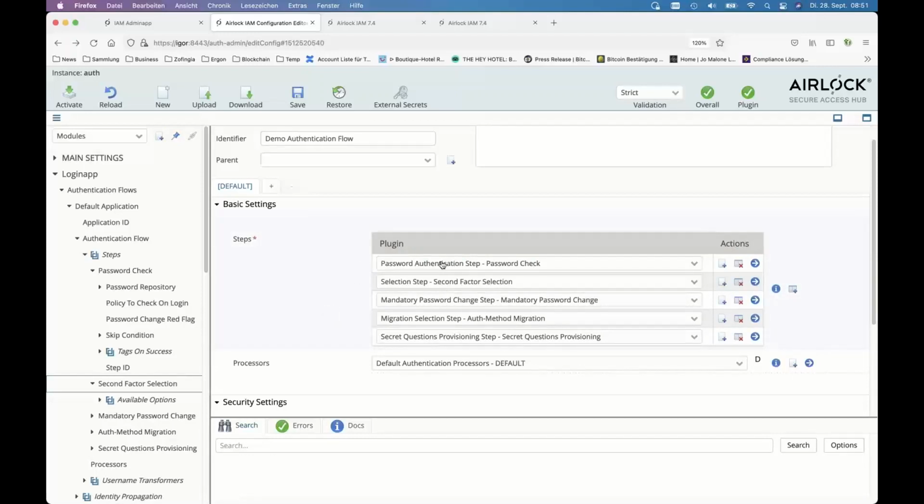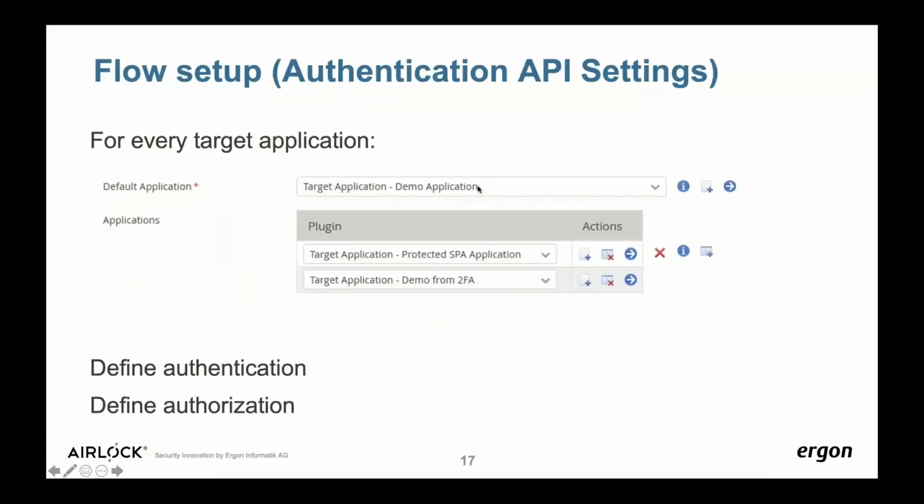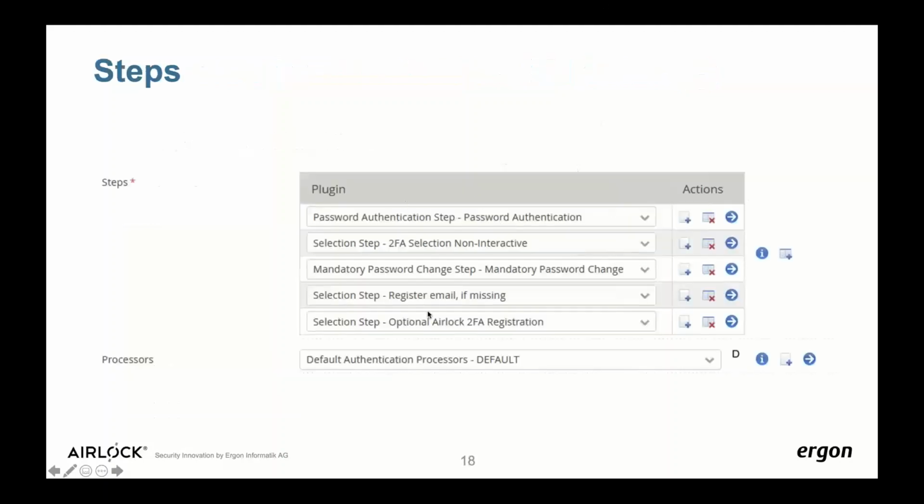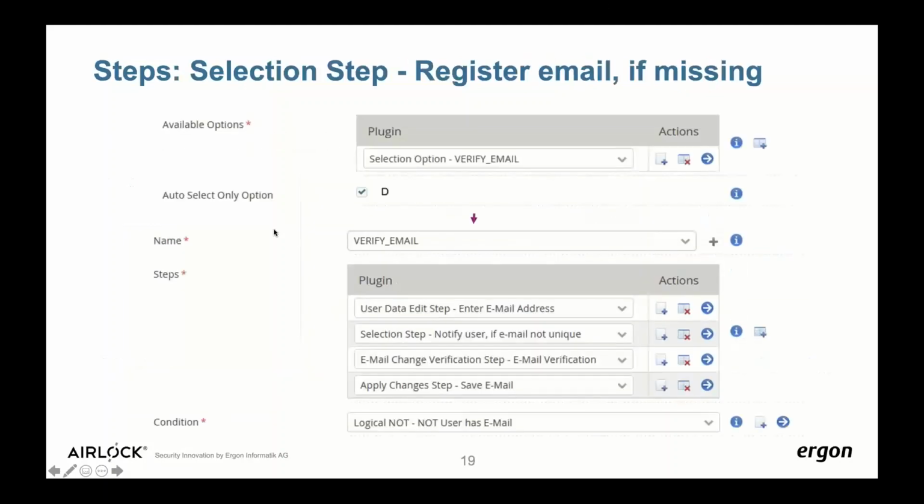So now we have seen how to configure the flow. I'll show here some more screens. We have seen the target application that we went into. We have seen the steps. And we have seen that there are multiple options of different steps. I want to show here one of my favorite steps shortly. It's a selection step, which is called verify email.